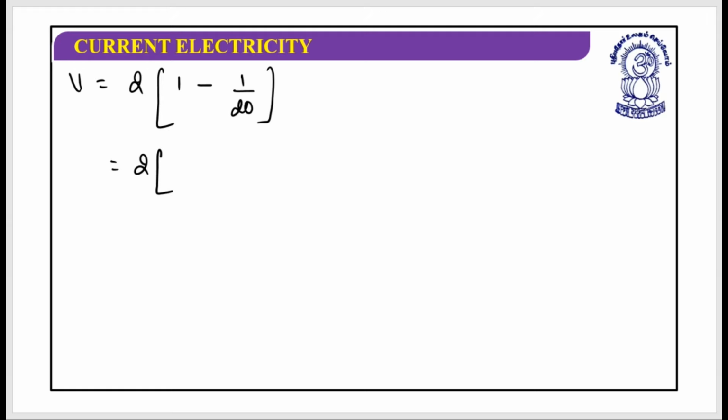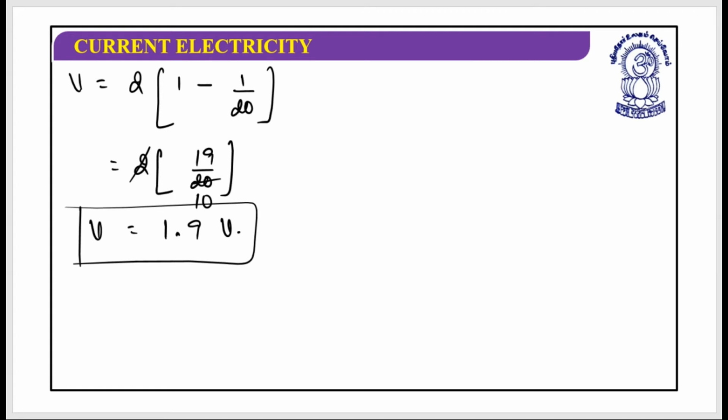This is equal to 20 minus 1, it's 19 by 20, and this is 2 times. So 19 by 10, which is 1.9 volt. This is the situation. Is it clear? So can you do this kind of question? Are you sure? Can it be done? Great.